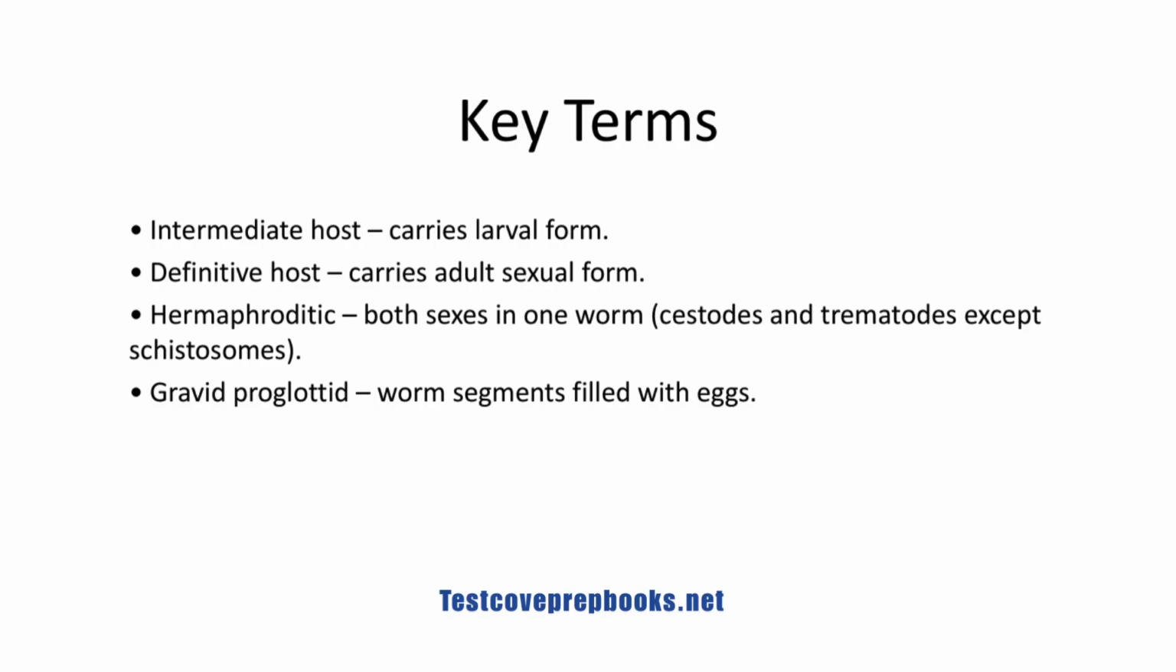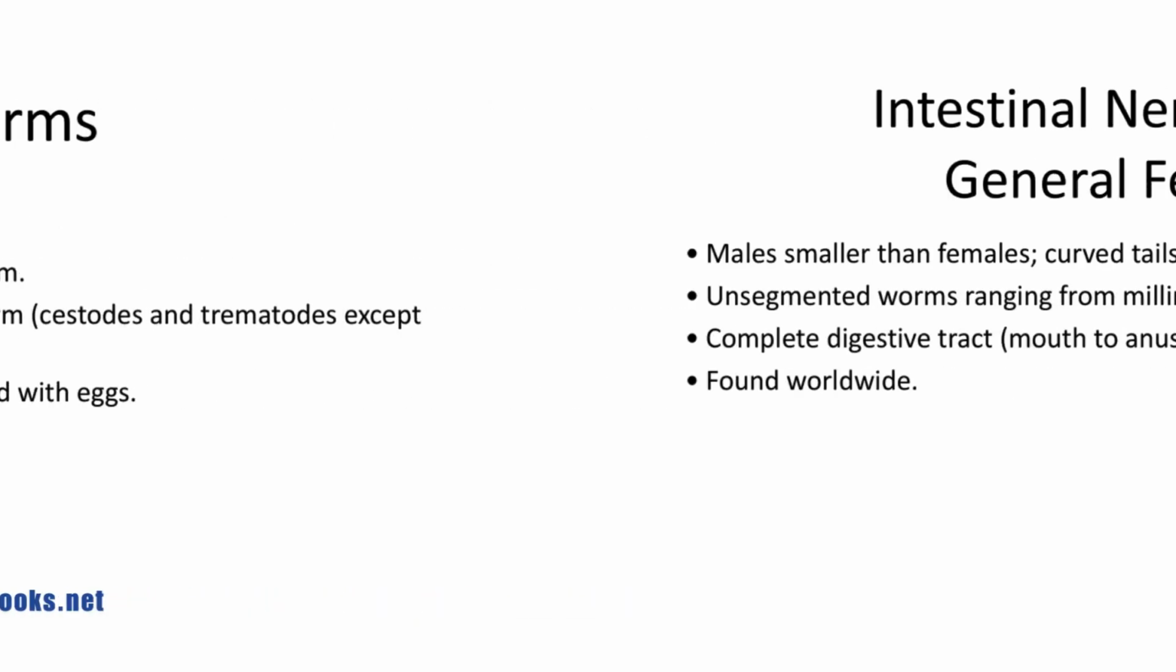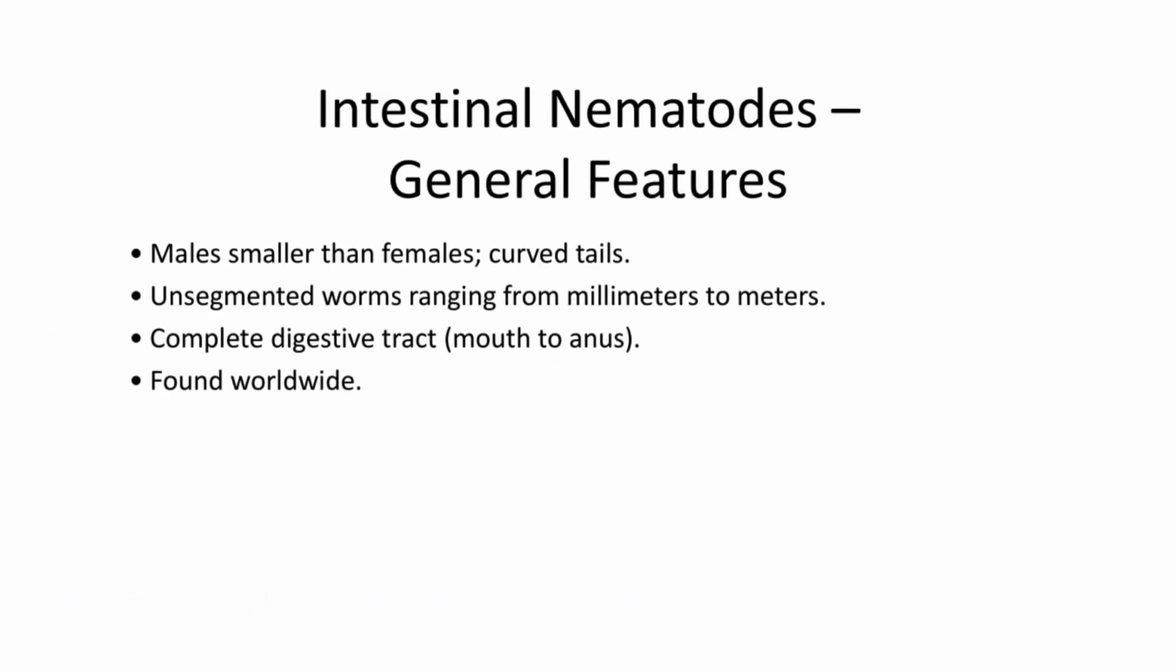This is true for cestodes and nematodes, with the exception of the schistosomes. A gravid proglottid refers to a tapeworm segment that is filled with eggs. When we talk about intestinal nematodes, or roundworms, there are some general features. The males are usually smaller than the females and have a curved tail. Nematodes are unsegmented, and their length can range from just a few millimeters to several meters. They possess a complete digestive tract, extending from the mouth to the anus, and they are found worldwide.